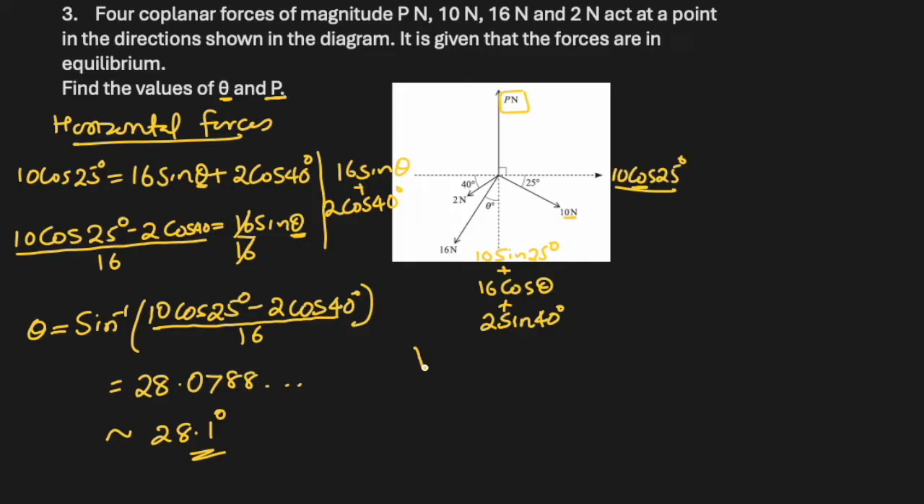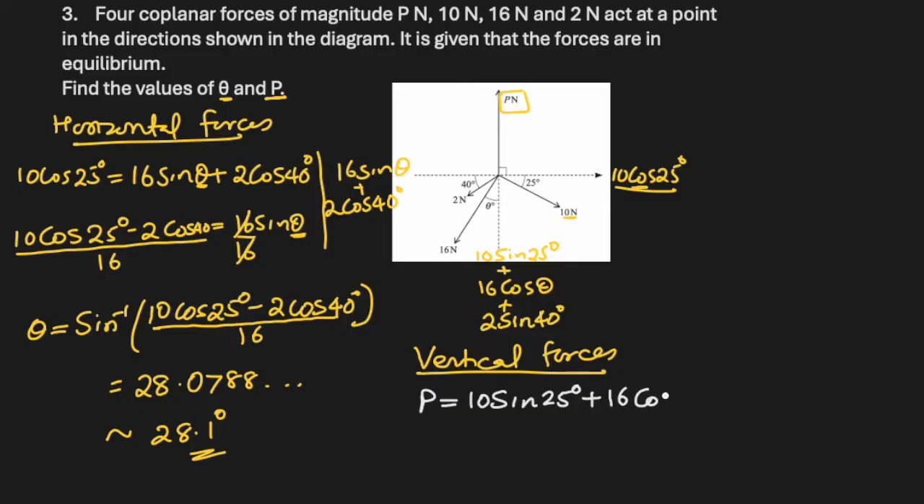For P, let's equate vertical forces. Okay, so P is the only vertical force which is going up, but there are 3 forces which are going down. So 10 sin 25 plus 16 cos 28.1, now we know theta, plus 2 sin 40. In my calculator I am putting this as 28.078, all these digits, so that I get a more accurate answer.